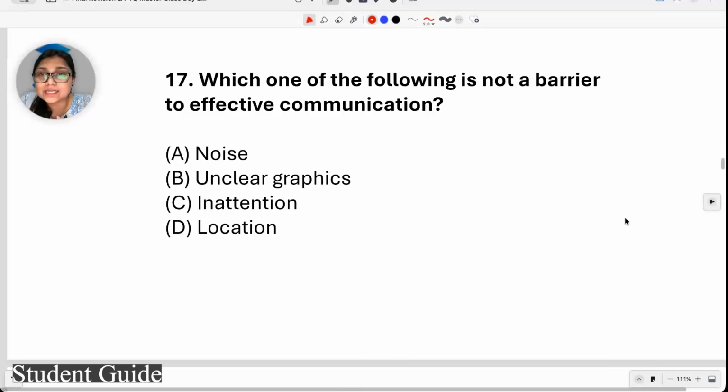So question number 17 is asking, which one of the following is not a barrier to effective communication? In our discussion class, we have already discussed that there are some barriers regarding communication. To complete a communication, there should be less barrier or no barrier, and many times your information gets disrupted by these barriers. So, as the question is asking not a barrier, it means you need to find that appropriate option which does not fulfill this barrier kind of thing.